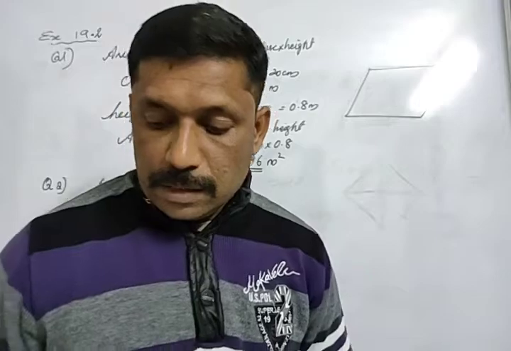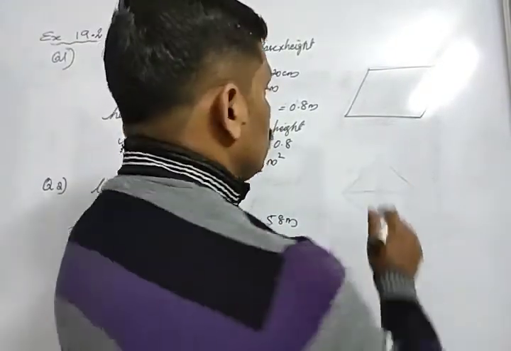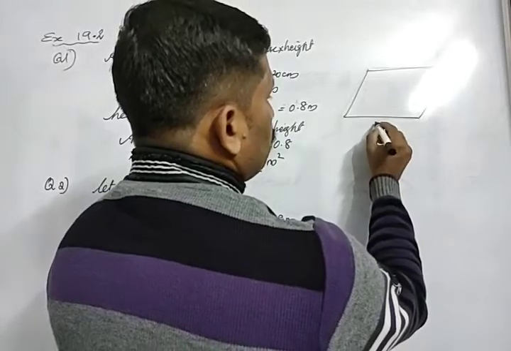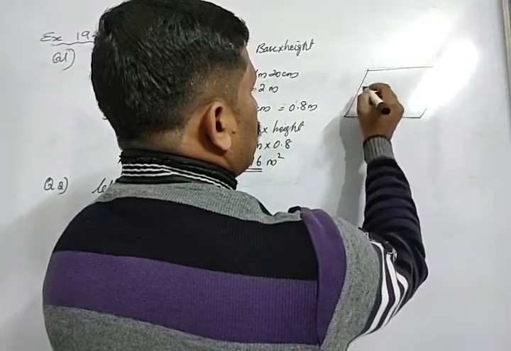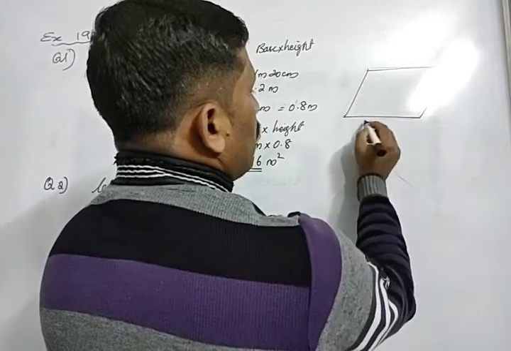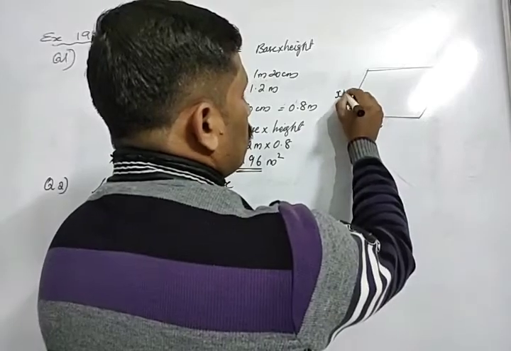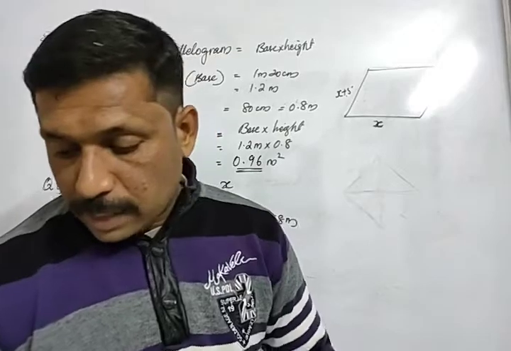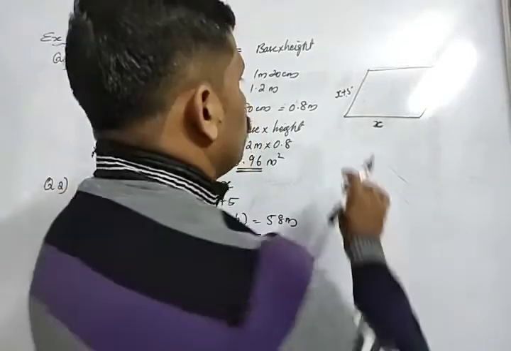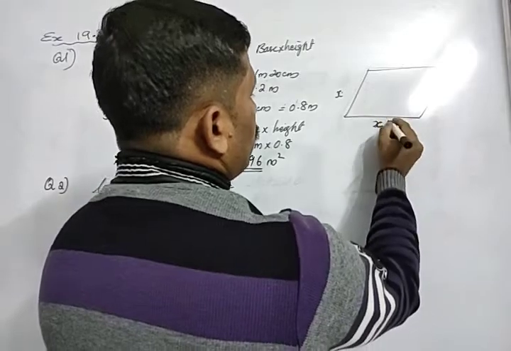So the difference between adjacent sides is 5 centimeter. Suppose we assume that this base, that means length, is x centimeter, then breadth is x plus 5 centimeter. Or if we assume the breadth as x, then length is equal to x plus 5.